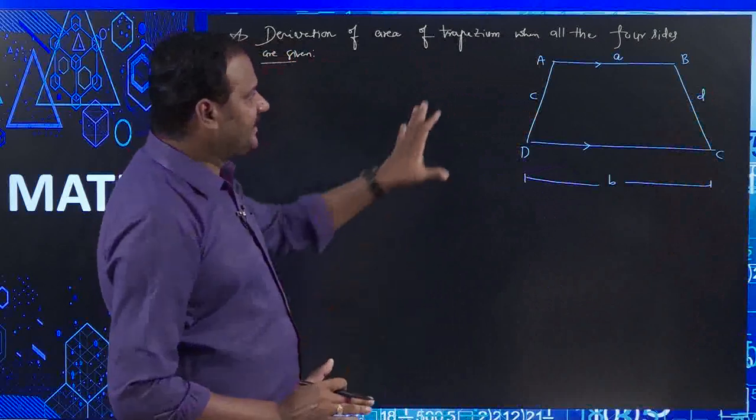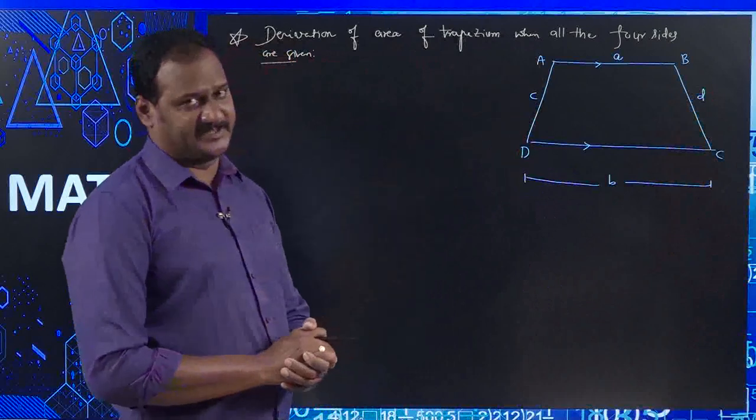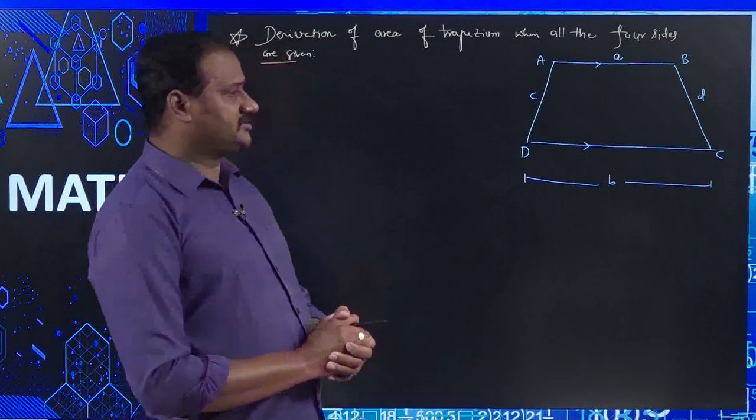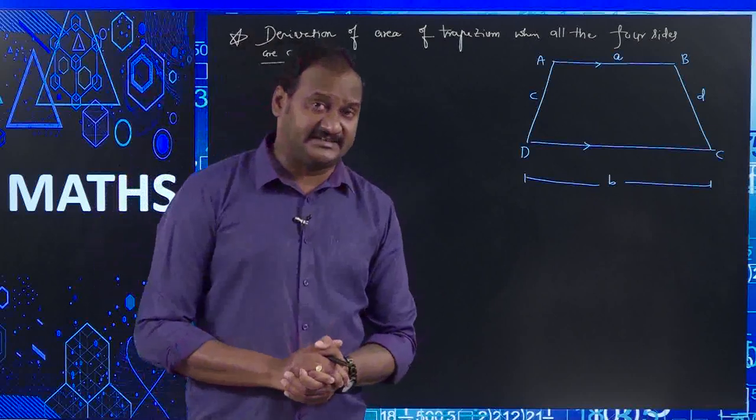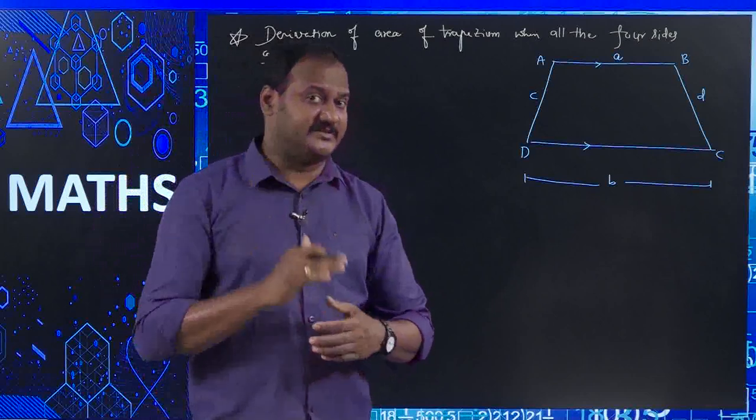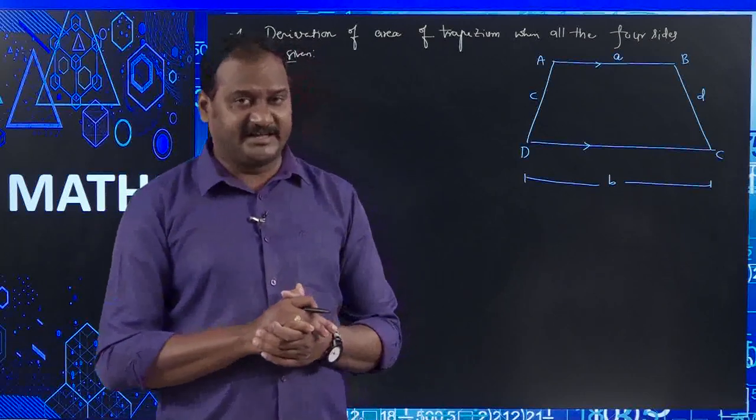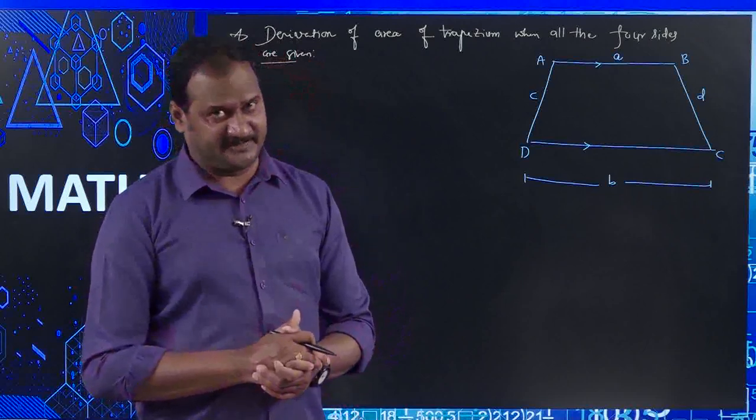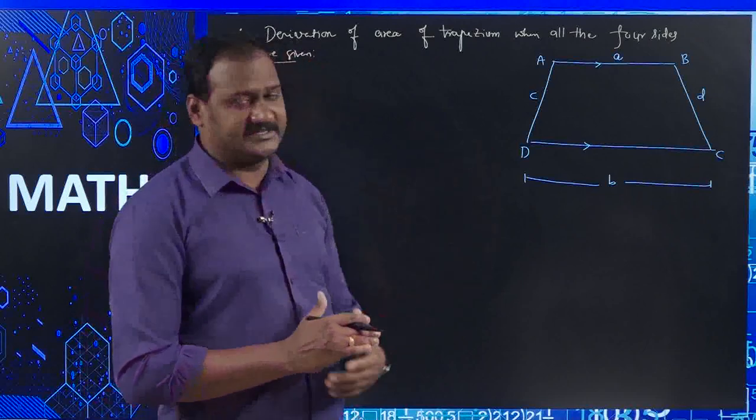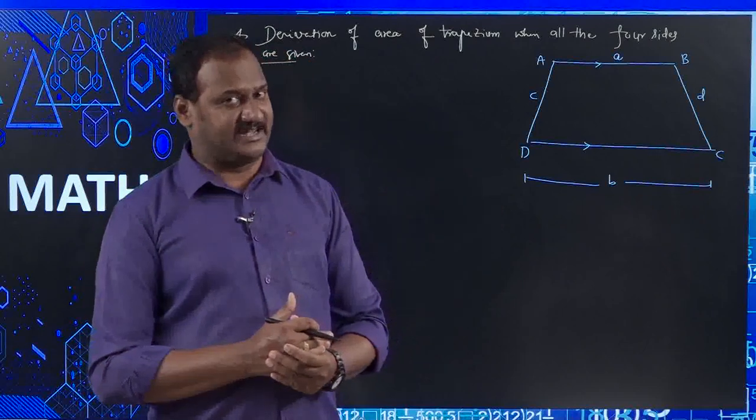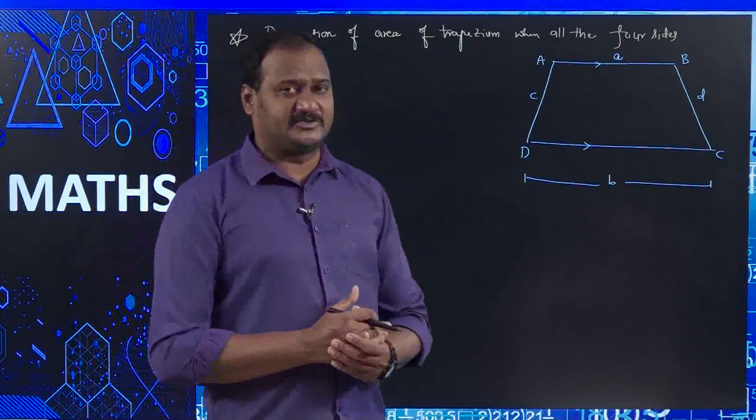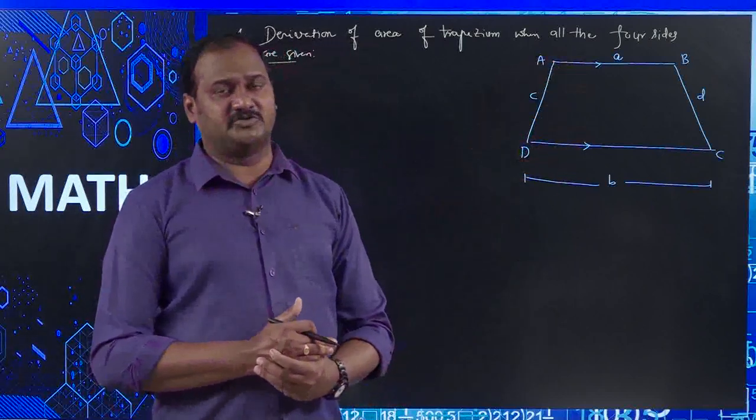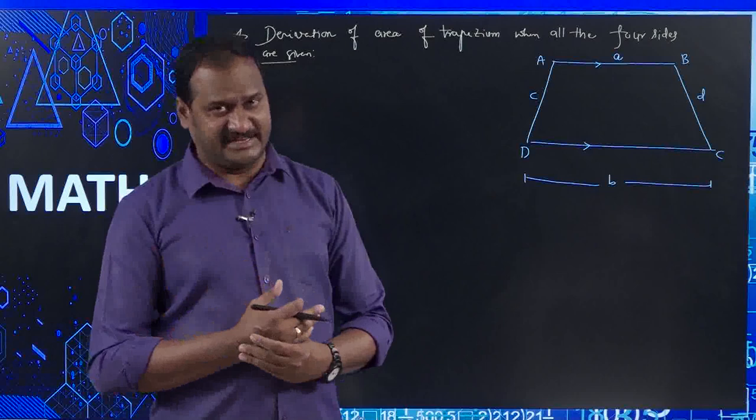So then how to find area of this trapezium? We know the area of a trapezium when the parallel sides are given and the perpendicular distance between both the parallel sides is given as h, then half h into a plus b is the formula for area of trapezium. But now we do not know what is the distance between both the parallel sides. For that, what am I supposed to do here? a and b are lengths of parallel sides. Of course, both the lengths of parallel sides are unequal in general.